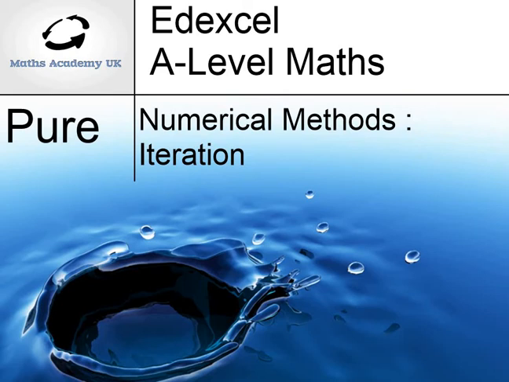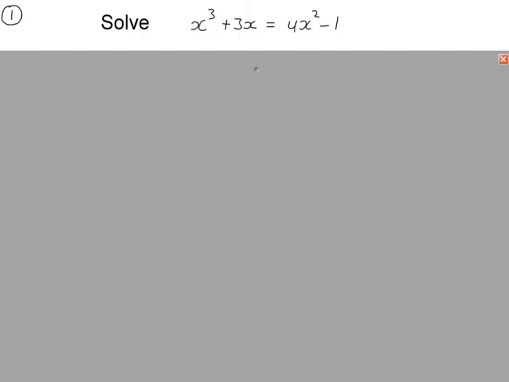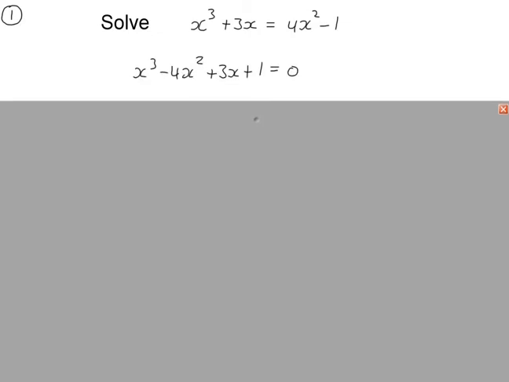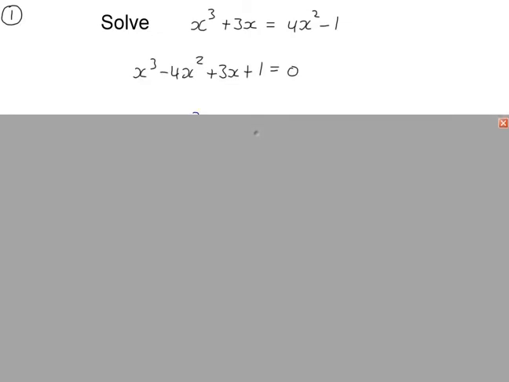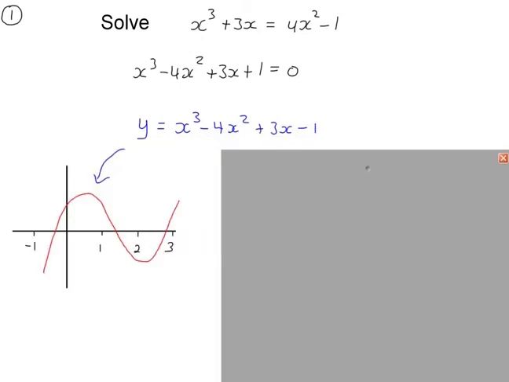Using iteration to work out numerical solutions to equations. So we want to solve this equation. First step, rearrange to make the whole thing equal to 0. If I rewrite this as an equation of a curve and then sketch that curve, we get this, and then we see that one of the roots is here, and there are two further roots.